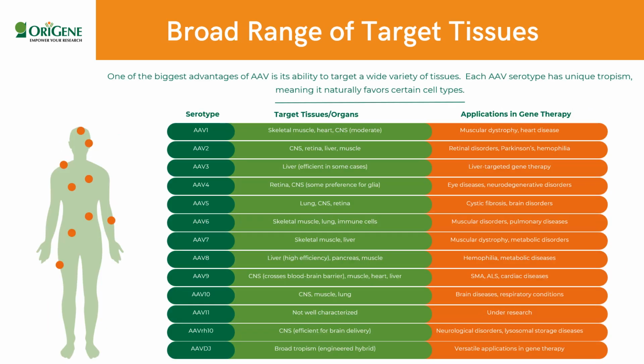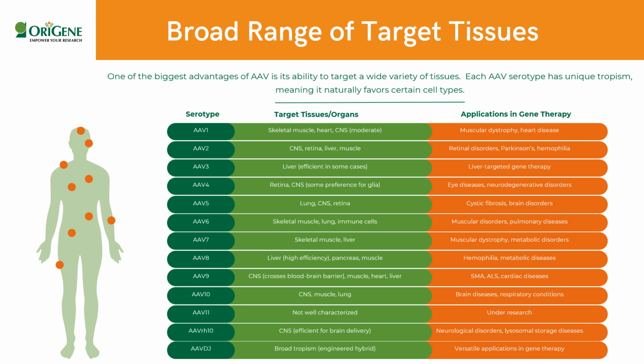Here's what's remarkable about AAV, its versatility. Each AAV serotype behaves a little differently, giving scientists precise control over which tissue the therapy targets. In the table that I put on the slide, I'm showing you 13 different AAV serotypes, and then listing alongside them the corresponding tissues that they have the greatest affinity for, and then some relevant applications each serotype is used for.